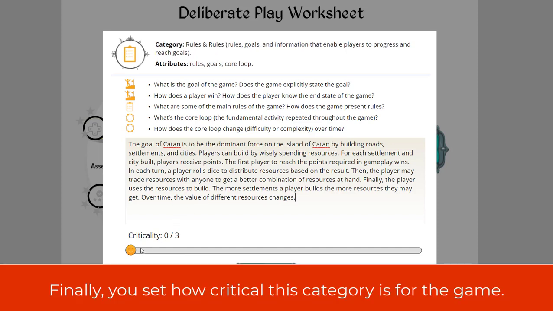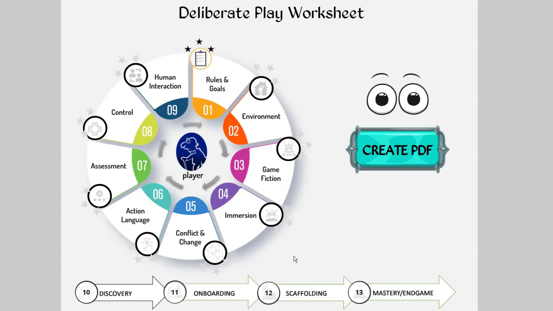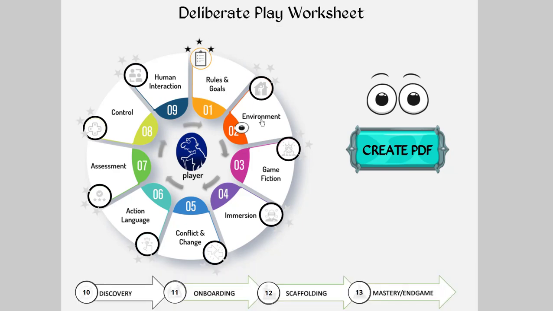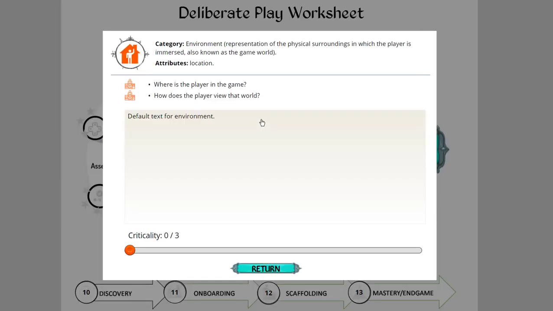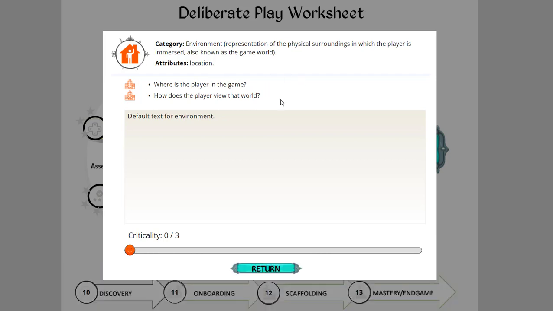And finally, you set the criticality, how critical this category is for the game. Some will be more important, others will be less important for each game. Again, this is independent of the type of the game or the delivery. And then you go through one by one, and this is not an order that you have to follow. In games, everything is revolving around the player in the middle, and it's more like a system, like a cobweb. Each of these things are related, so you don't have to do them in order.